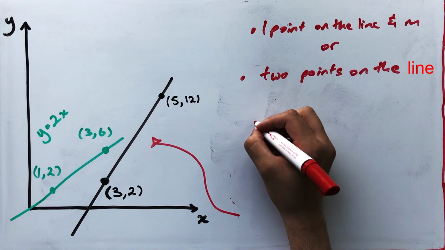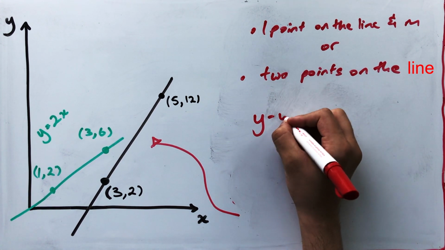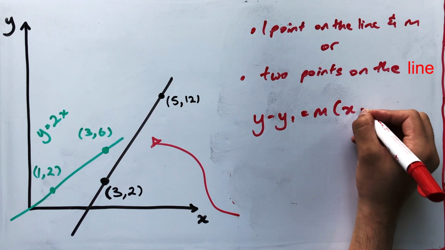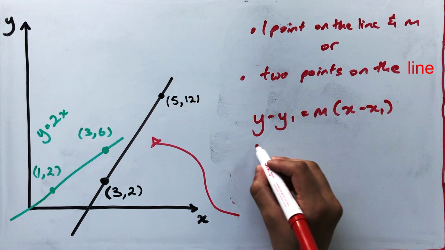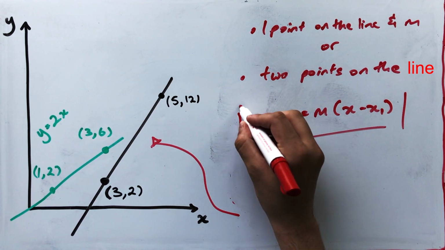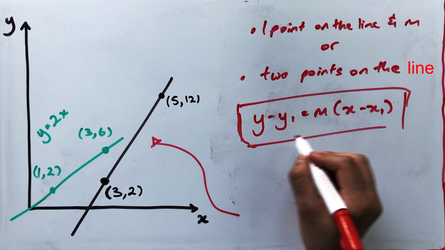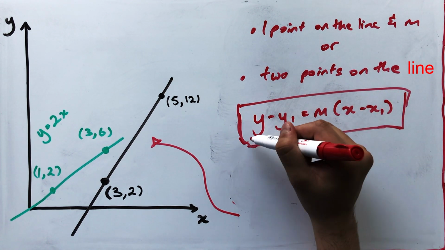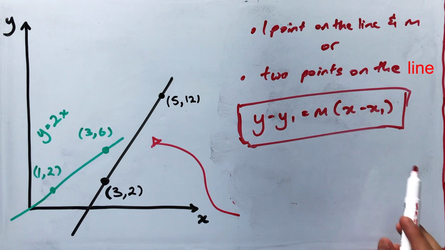What I want you to take away from this is this formula: y minus y1 is equal to m into x minus x1. And when you substitute into this formula, provided you have these conditions and you have figured out m, you can find the equation of any straight line in the xy plane.